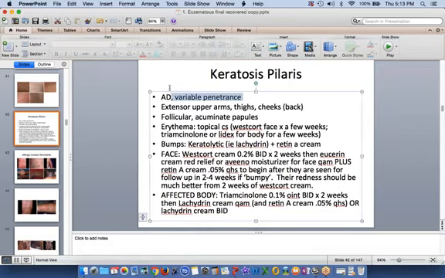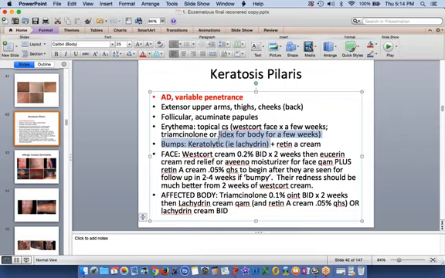You can see it has some form of genetic predisposition, and appears mostly on the extensor arms and upper lower extremities, the cheeks. They could occur anywhere, actually. Okay, and they're a form of papules, and you cannot make them go away. So don't ever tell a patient you're going to cure them. You can make them look better. So usually, and they're not related to bathing like eczema is.